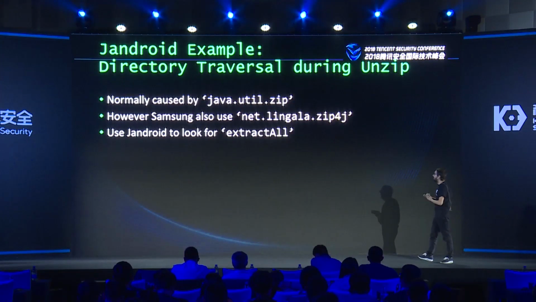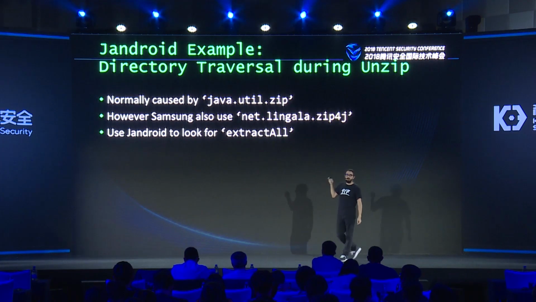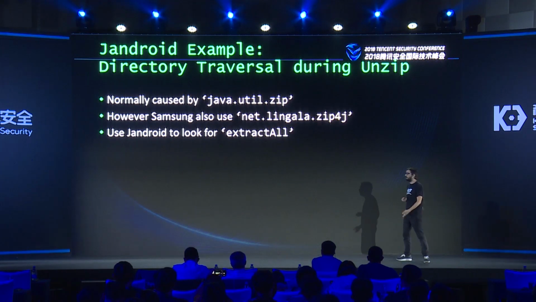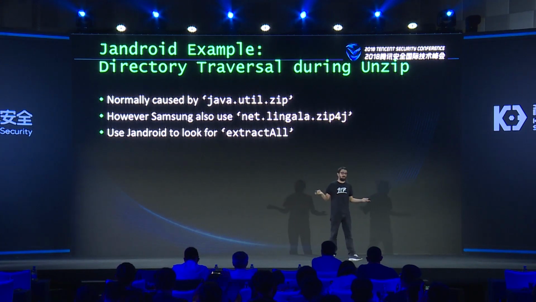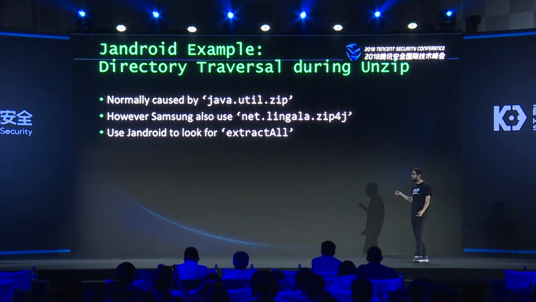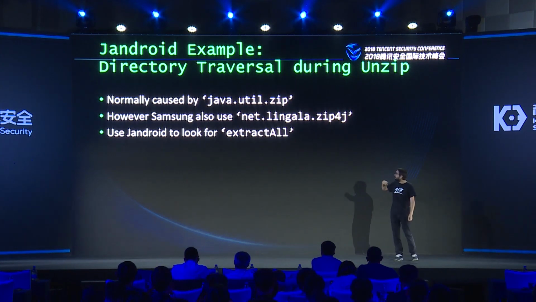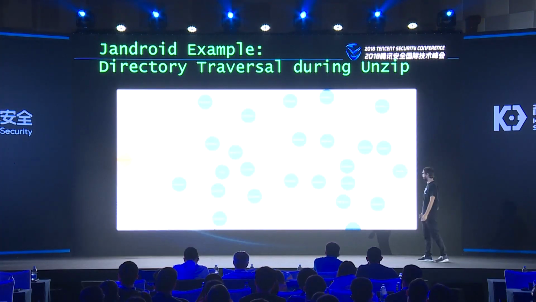So when we look for unzip issues, we usually look for calls defined in the java.util.zip module, part of the standard JVM. However, Samsung also uses a bunch of other libraries and custom implementations for treating zip files. One of them is net.lingala.zip4j. So if we look for getNextEntry, we won't get any of those hits related to Lingala. Lingala's equivalent would be to search for something like extractAll. And this is what it looks like.